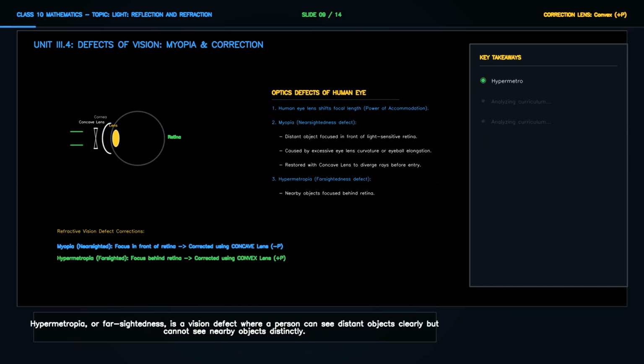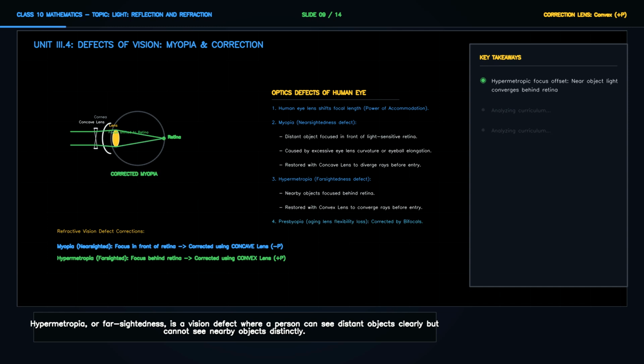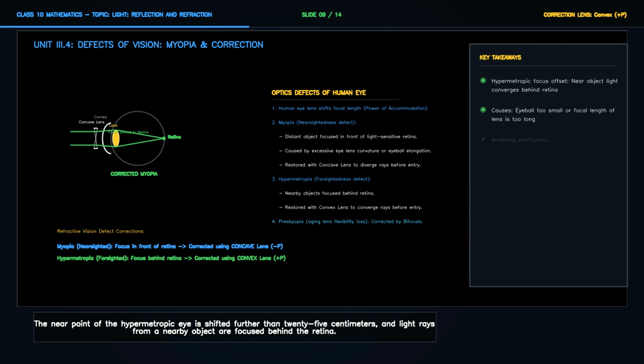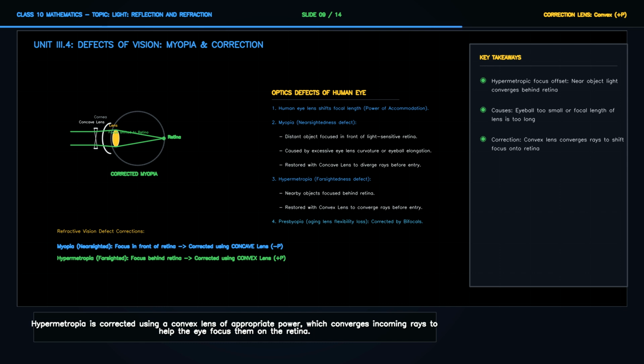Hypermetropia, or farsightedness, is a vision defect where a person can see distant objects clearly but cannot see nearby objects distinctly. The near point of the hypermetropic eye is shifted further than 25 centimeters, and light rays from a nearby object are focused behind the retina. This defect is caused by either the focal length of the eye lens being too long or the eyeball being too small. Hypermetropia is corrected using a convex lens of appropriate power, which converges incoming rays to help the eye focus them on the retina.